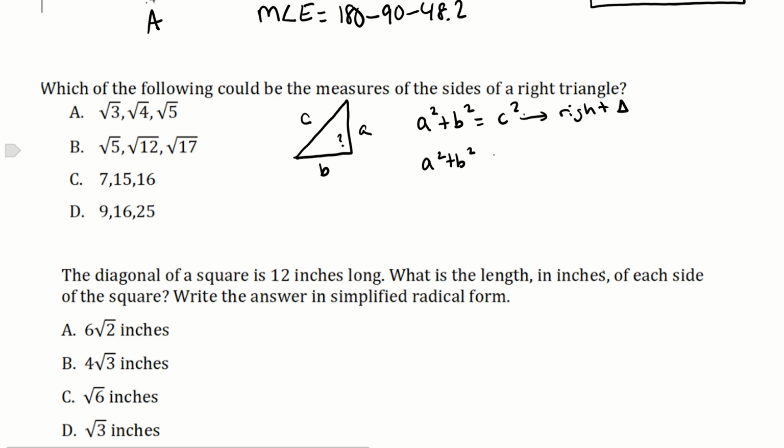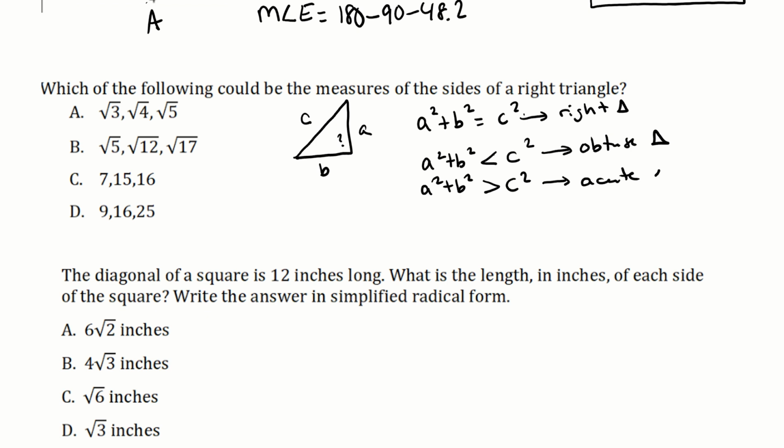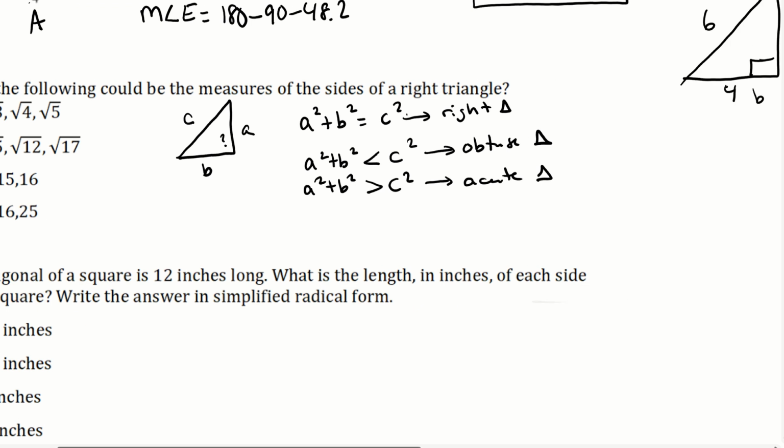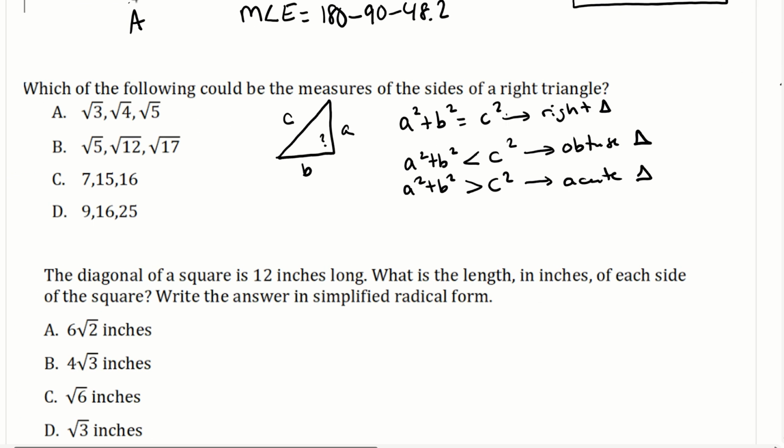Now, if a squared plus b squared is less than c squared, then we would say that that's an obtuse triangle. If a squared plus b squared is greater than c squared, then it's an acute triangle. Okay, so know those three cases, but here in this example, we only want to look at the first case. Is it a right triangle, yes or no? All right, so let's go ahead and plug this in.